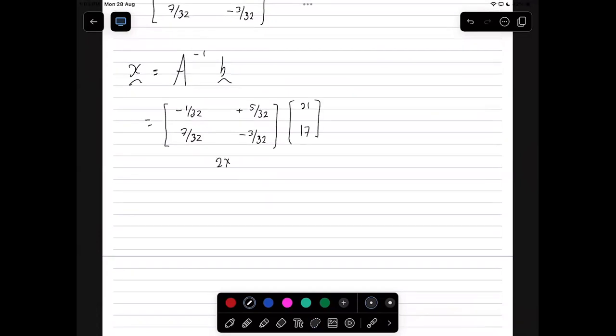What's the size here? 2 by 2. What's the size there? 2 by 1. So what's the overall size? 2 by 1. I'm gonna draw a broken line to remind myself, okay, there are 2 rows and 1 column. Fill in the blanks now.